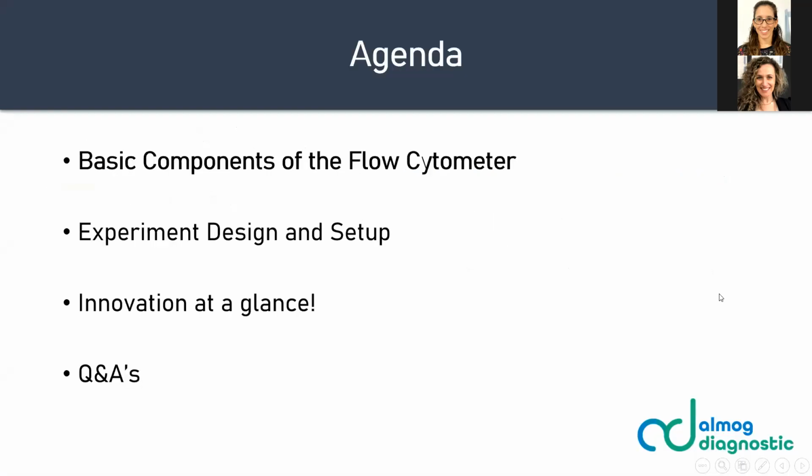So today, in order to understand the basic features of flow cytometry, we will briefly go over the basic components of the classical flow cytometer. This is actually a preface to our main talk that will focus on experiment design and setup. We will talk about panel design, antibody panel design. We will talk about the controls needed and all the points that are crucial to take into account when you plan your flow experiments. At the end of our talk, we will show you one of the coolest innovations in the flow world today that we are very proud to be a part of.